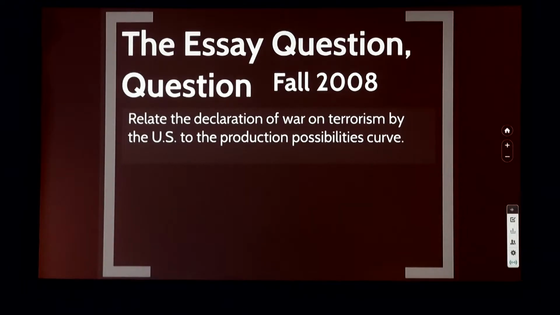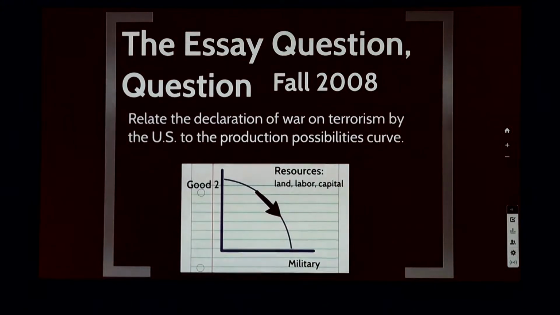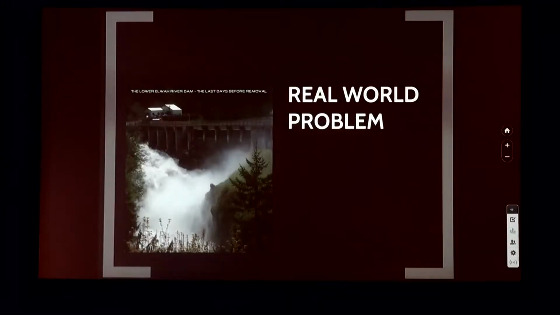And there was an answer given that looked something like this. And that whole thing had no appeal to me, none whatsoever. So I quit doing that altogether and went and surfed the internet. And I came across a real world problem, which was this. So that is a dam on the Elwha River in Washington State. And in 2008, they were debating taking out that dam.